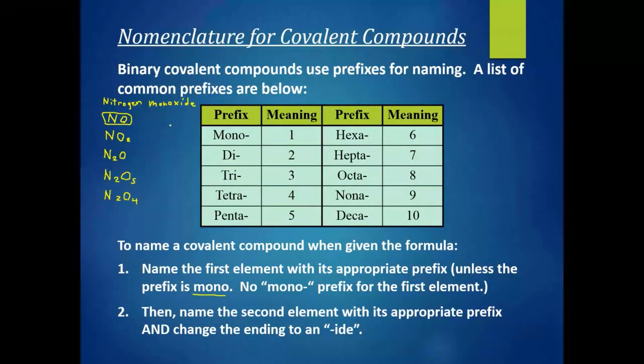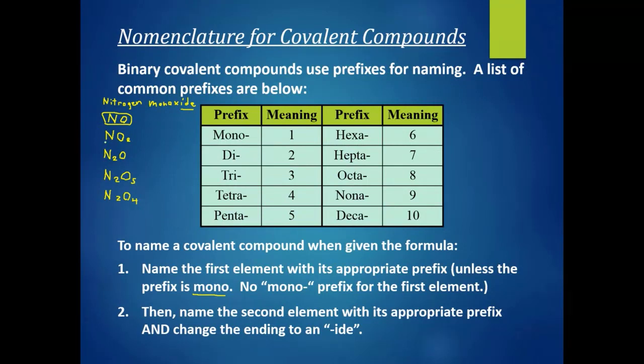So, nitrogen monoxide. I changed the ending to -ide for the second element. Does that make sense? Okay, let's look at some more examples. Actually, I'm going to go through a couple more examples first.